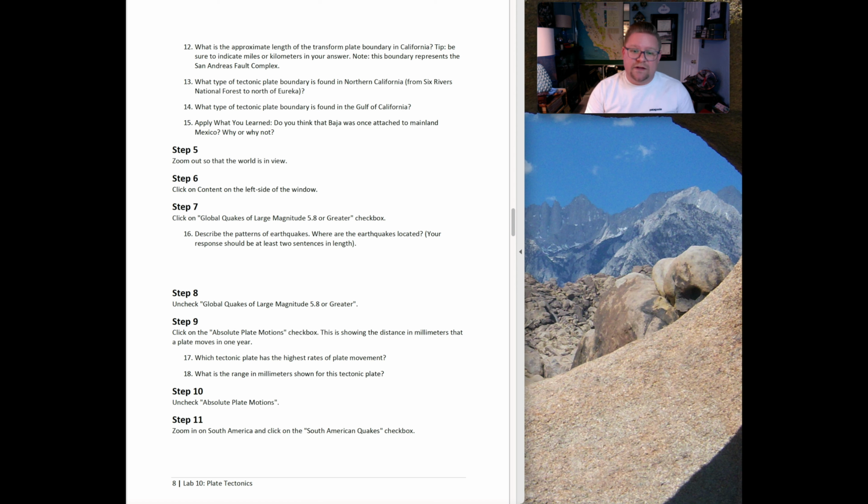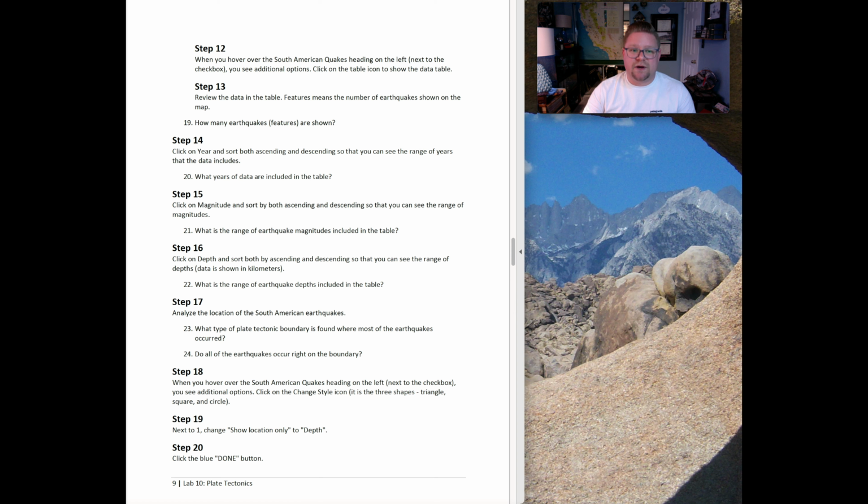which is showing the distance in millimeters that each plate moves per year. We know on average they move about the same rate at which your fingernails grow, about 2.54 centimeters or 1 inch a year. But that's on average. Some move more, some move less. So you're going to be able to look at those genuine and authentic measurements to make observations and interpretations of those motions and directions. So then you continue to work through that.